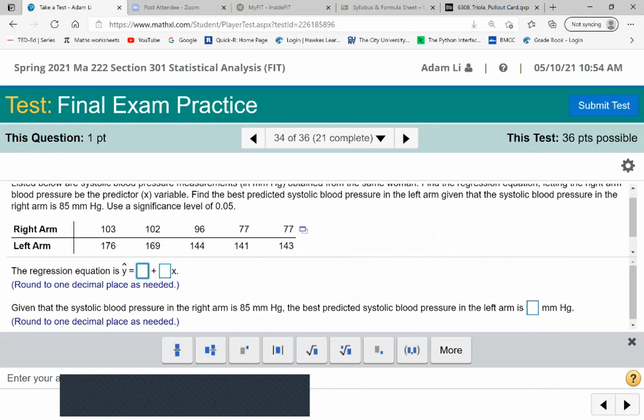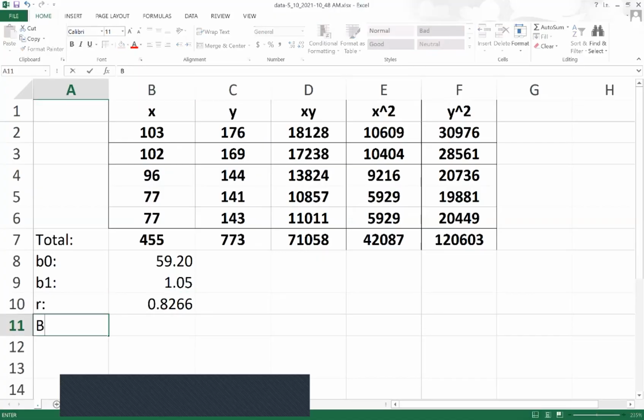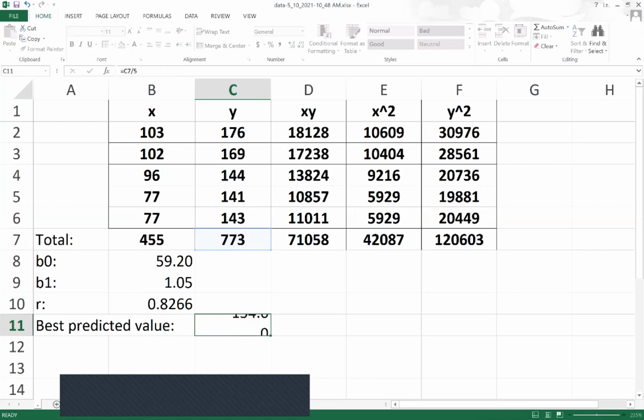So this best predicts systolic blood pressure in the right arm, okay, left arm. So you just add up those numbers. We did it already. So the best predicted value is going to be this divided by 5. So it will be 154.6.